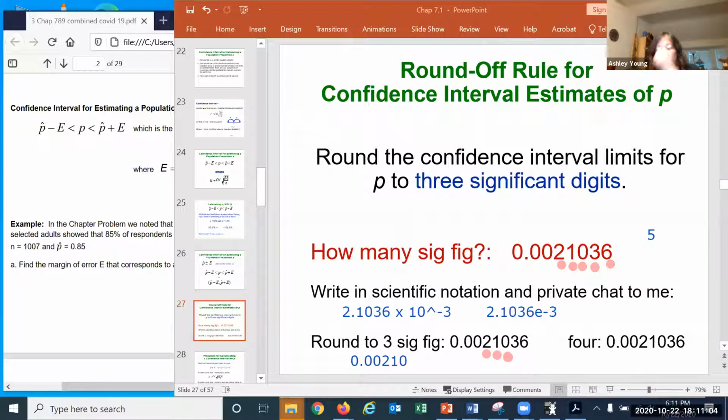Okay, so everybody round this one to 4 sig figs and private chat me your answer. Do it now. This one, 4 sig figs, private chat me your answer. Do it.